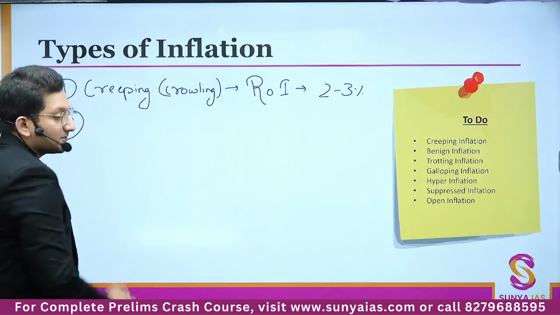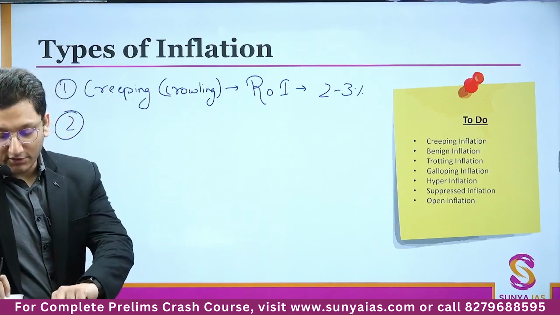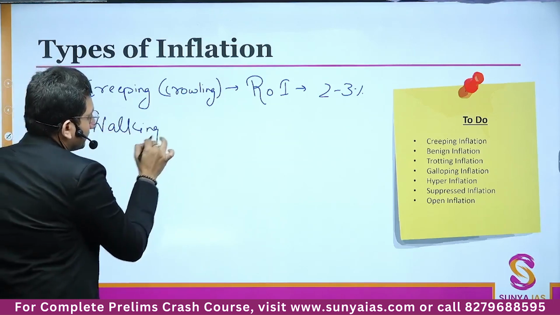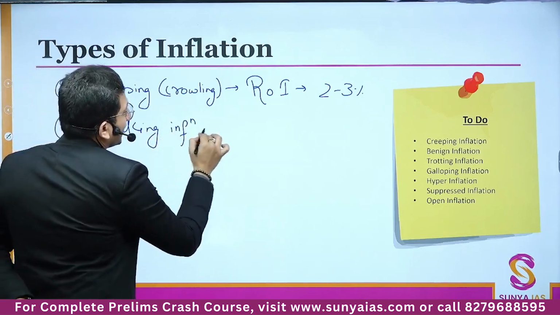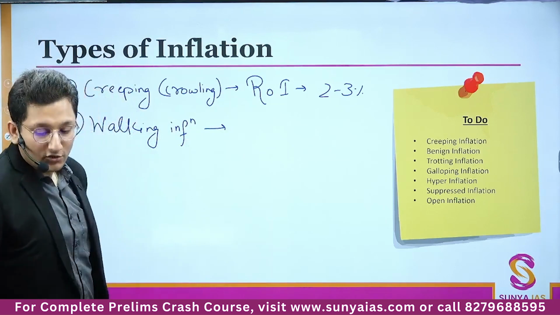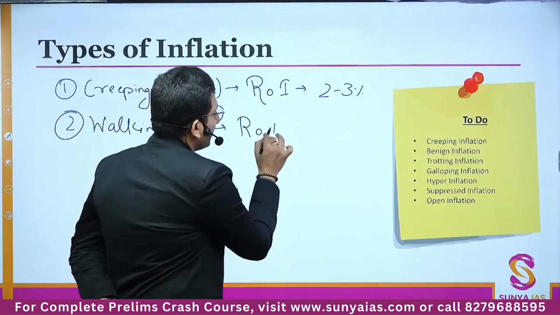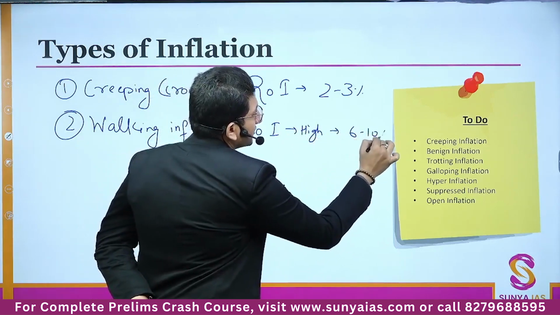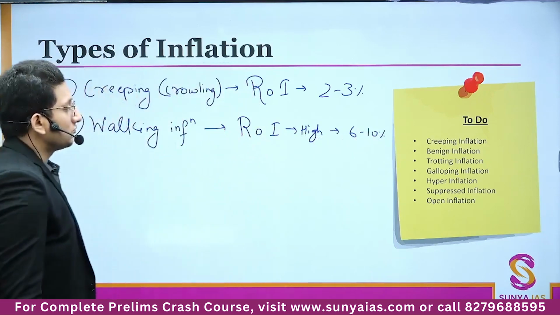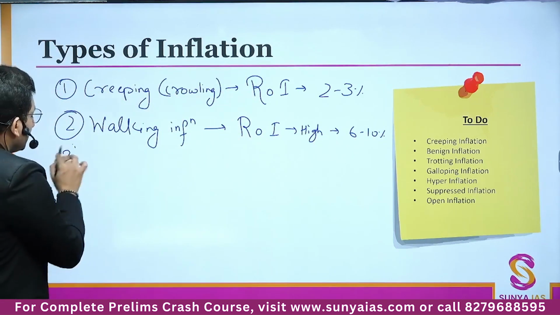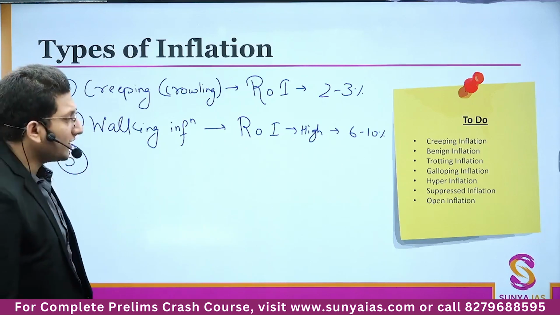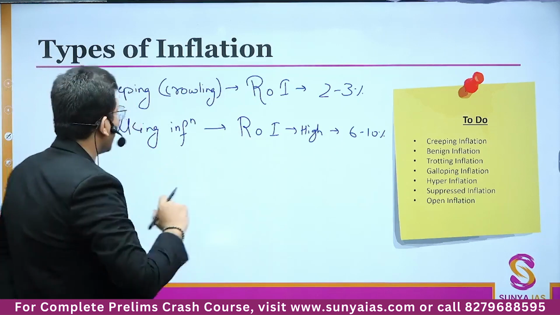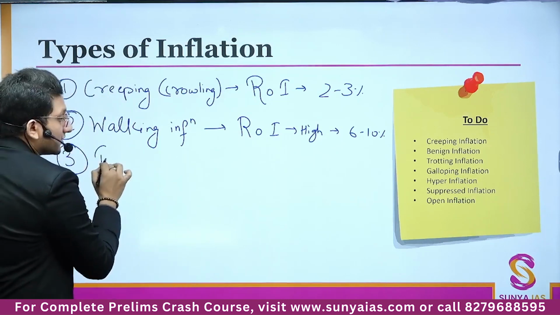The second one here is walking inflation. Walking inflation says that the rate of inflation is generally high here, and it is between 6 to 10%. Walking inflation is also called benign inflation. Now the third one is trotting inflation.